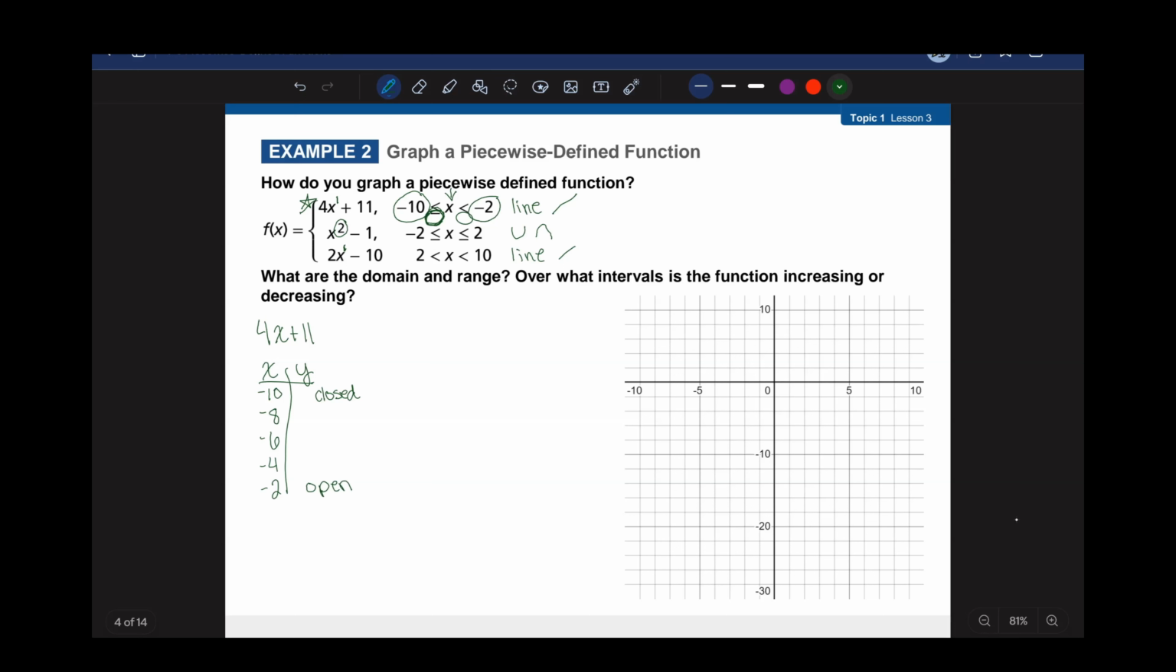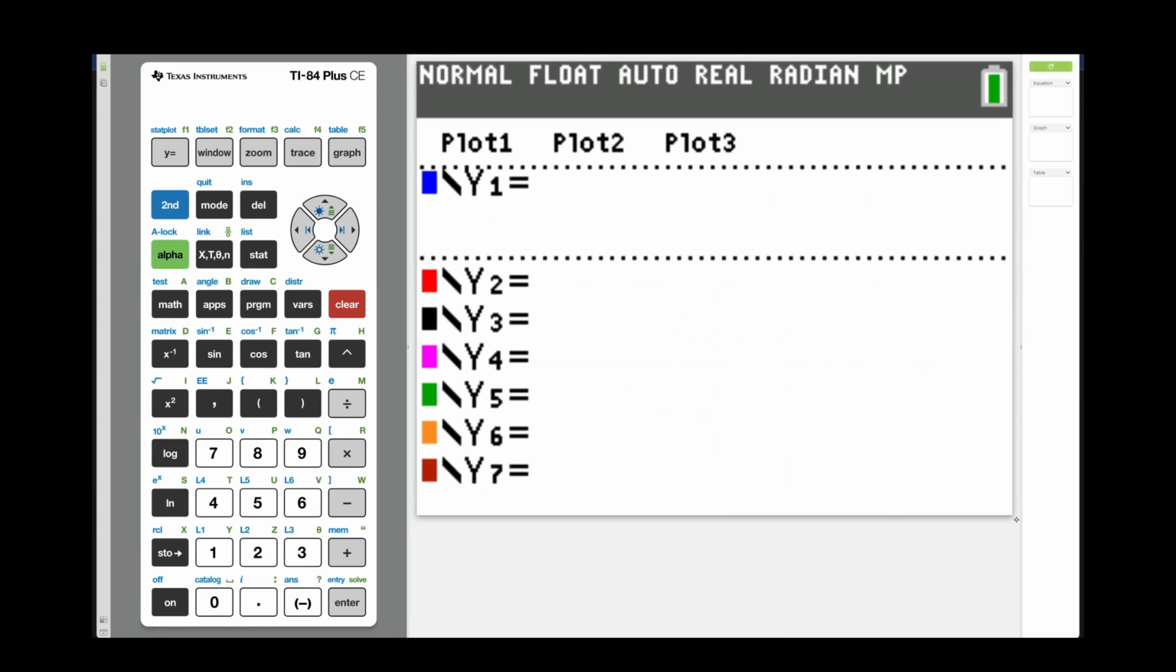Now you can get your y values one of 2 ways. The first way is you can plug into that equation and do 4 times -10 plus 11 and fill in your table. You can also grab your graphing calculator, go to the y equals, and put in your equation. So I have 4x plus 11. Now I want to put in my own numbers because I chose those for my table.